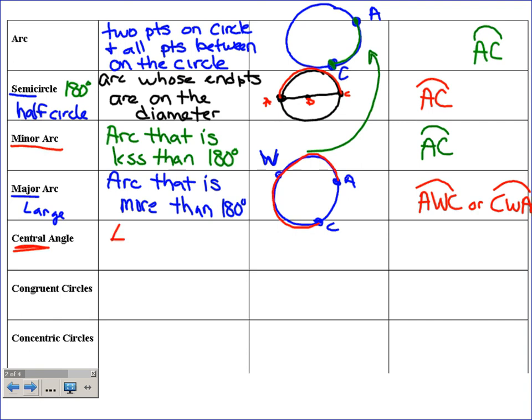So, angle. It's an angle that uses the center as a vertex. Angle that uses the center as a vertex.